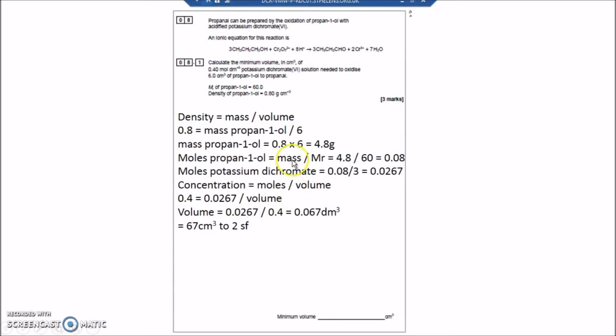Turn decimetre cubed into centimetre cubed, because it says calculate the minimum volume in centimetre cubed. So decimetre cubed down into a lower unit of centimetre cubed, you multiply by 1,000, so it's 67 centimetre cubed, two significant figures.